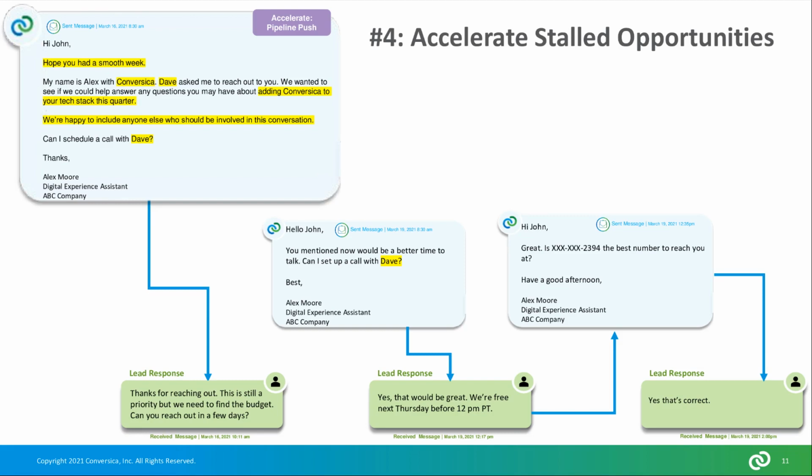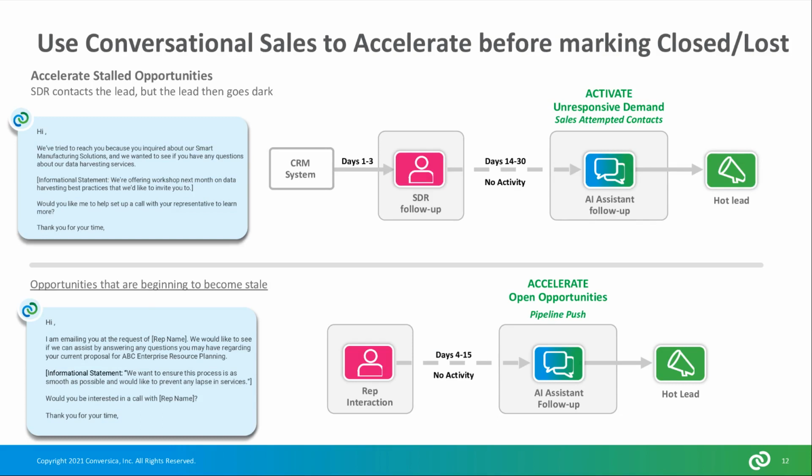So this is what we call check back later. And this is a key feature requirement in the sense that the AI assistant knows it's not now, it's let's check back in a few days. And so this is exactly what it does. So a few days later, the AI assistant will reach out and say, hey, you mentioned now would be a better time to talk. Can I set up a call with Dave, right? And the response comes back, yes, that would be great. We're free next Thursday before 12. Again, it confirms the phone number and moves on, and then tries to close out the conversation. So check back later, really key feature, again, that you want in your AI assistant.